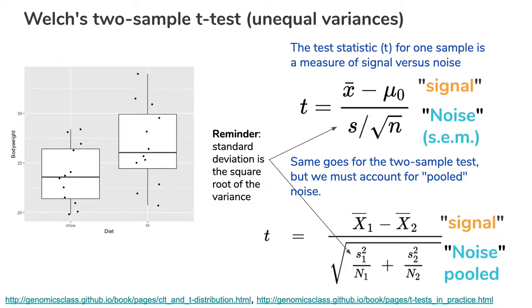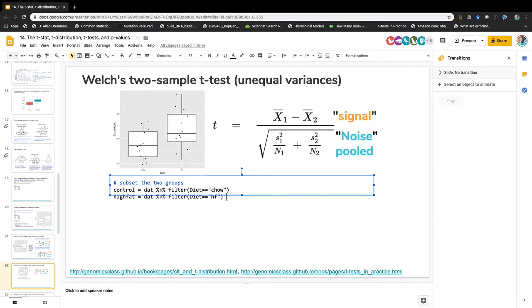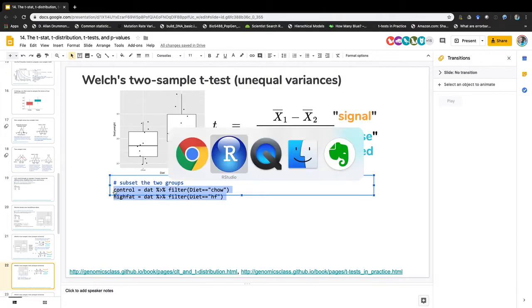Okay, so we'll come back to the degrees of freedom in a second, but let's figure out using R whether or not these are statistically significant differences in means of the two populations. I'm just going to use dplyr to subset our main data set into two smaller data frames, one that's the mice from the control diet, one from the high fat.